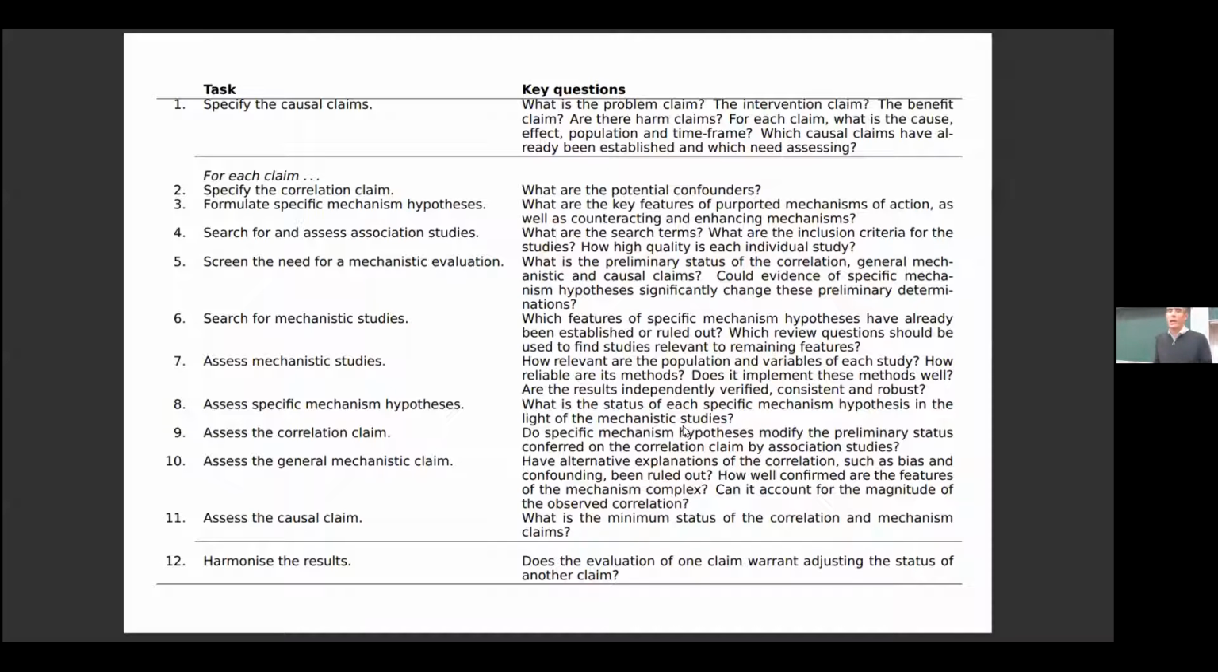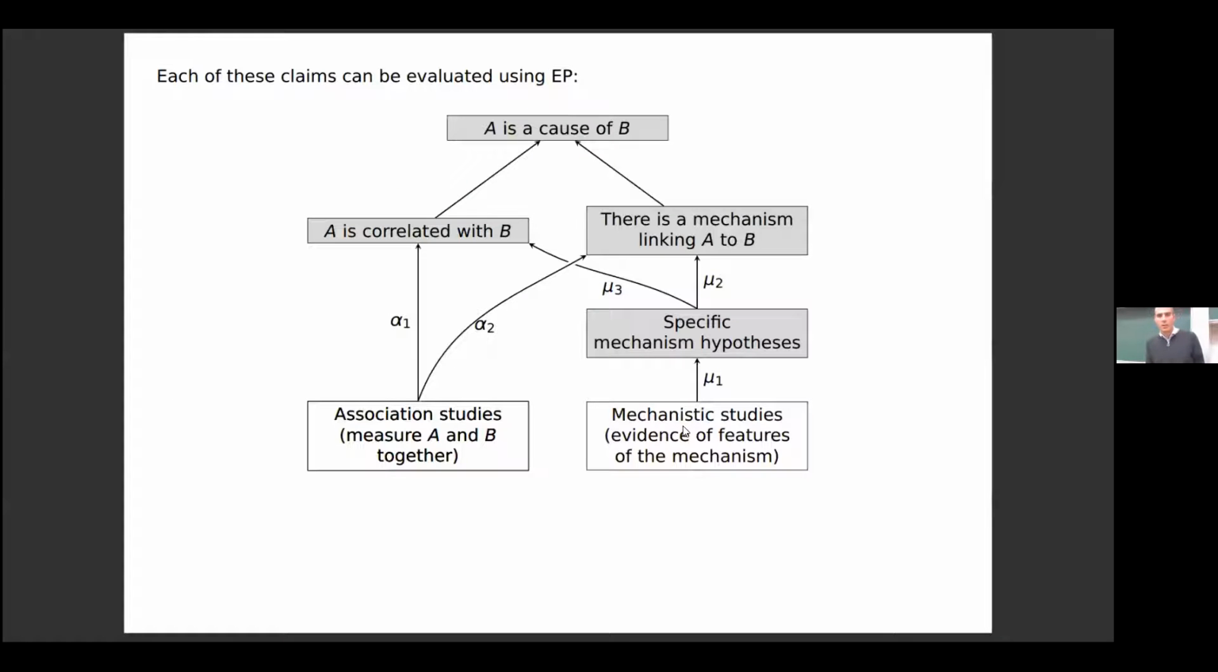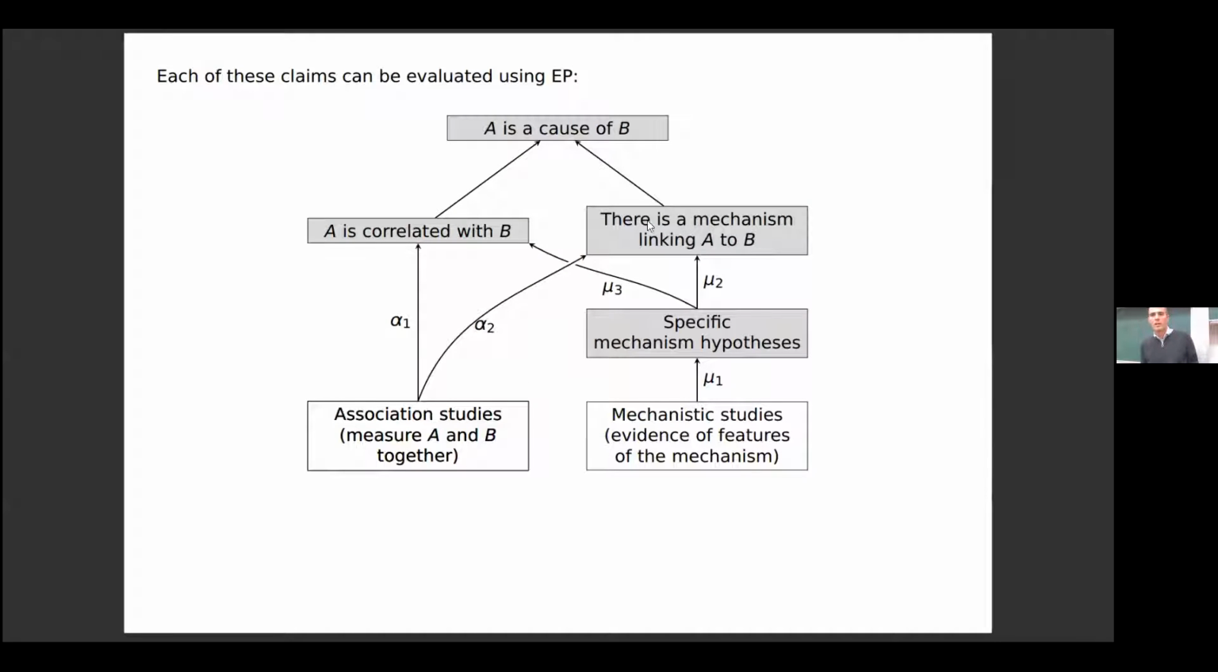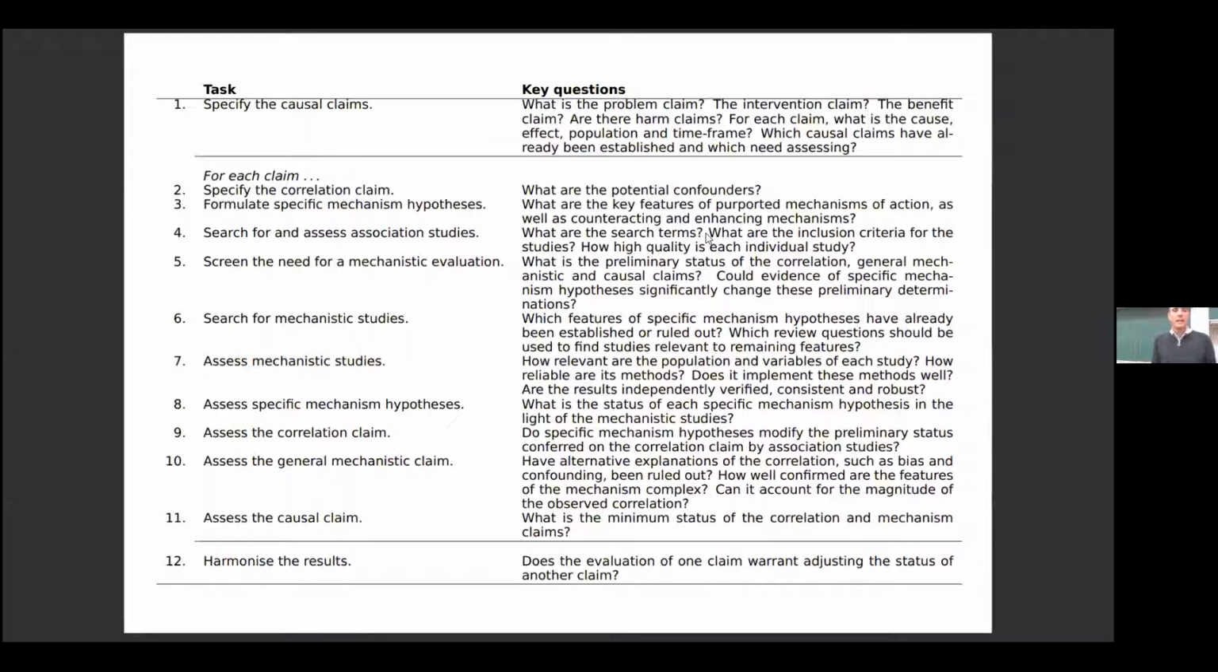Then we need to systematically search for mechanistic studies, assess those studies, and assess the specific mechanism hypotheses. So we're at this stage now, assessing the specific mechanism hypotheses. Then we can come up with a final evaluation of the correlation claim and the final evaluation of the general mechanistic claim, which is this one. The correlation must be attributable to some underlying mechanism. And we can assess the causal claim.